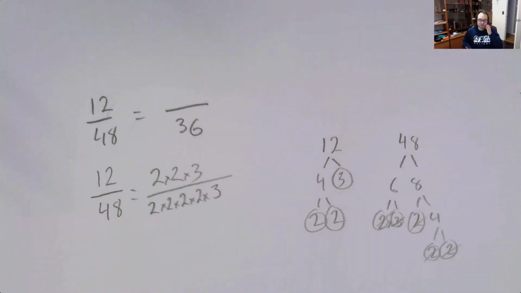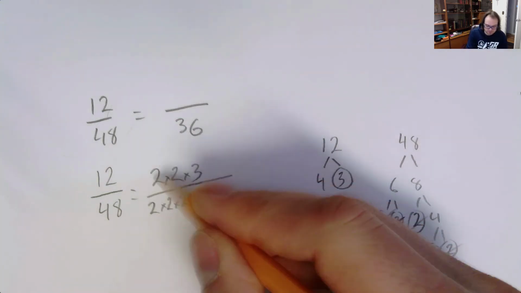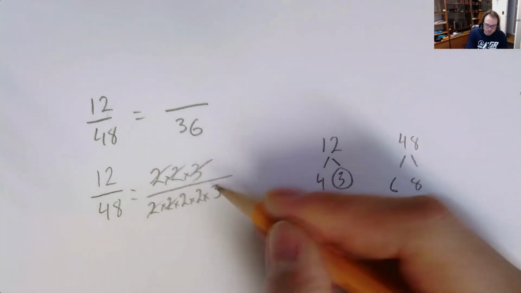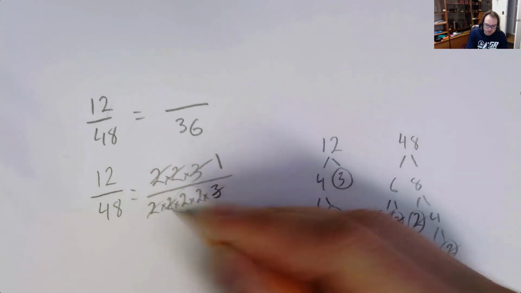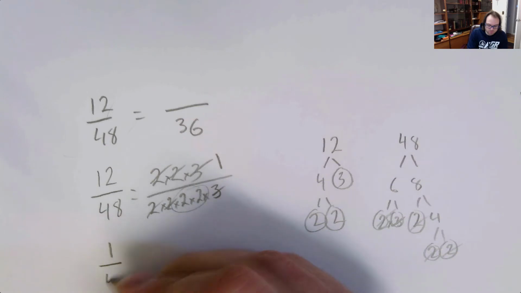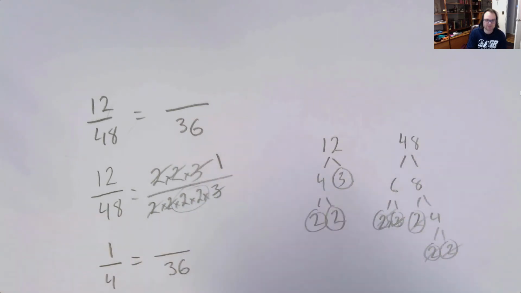So now let's do my division to simplify this. I'm going to end up getting 2 divided by 2 is 1, 2 divided by 2 is 1, 3 divided by 3 is 1. So I'm left with a 1 on top and 2 times 2 is 4 on the bottom. So this is really like we're saying 1/4 is equal to something over 36.